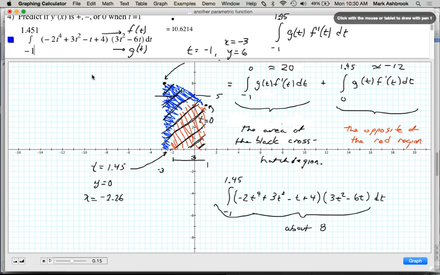So the blue region, 10.62. Okay, web work due Wednesday.